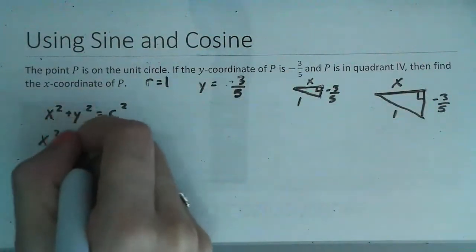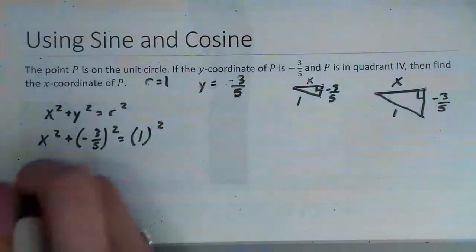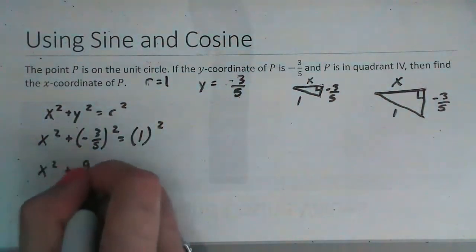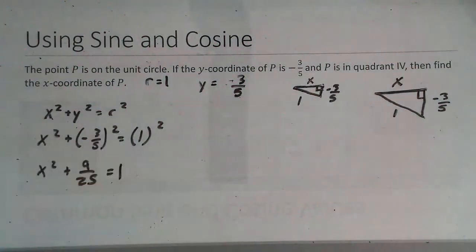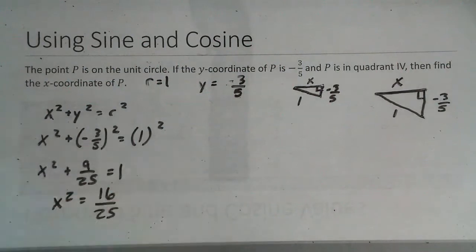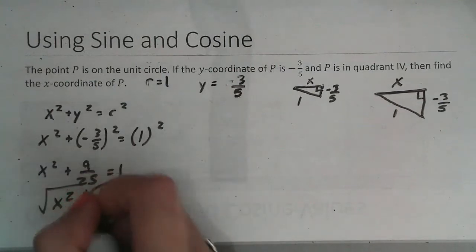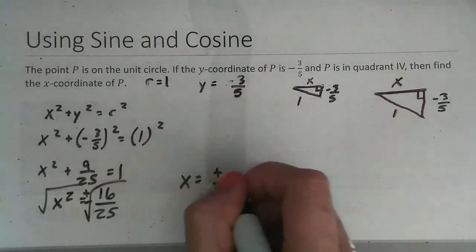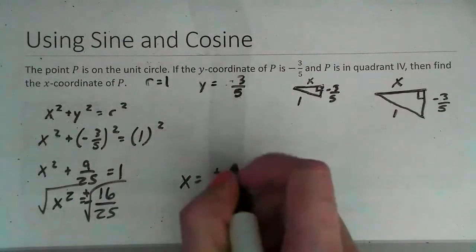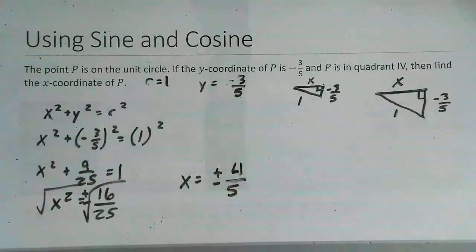So we'll have x squared plus (-3/5) squared equals 1 squared. That means x squared plus 9/25 is equal to 1. If I subtract over the 9/25, then x squared is equal to 16/25. I square root both sides. Don't forget your plus or minus, and we get x is equal to plus or minus the square root of 16, which is 4, over the square root of 25, which is 5. So x is equal to plus or minus 4/5.